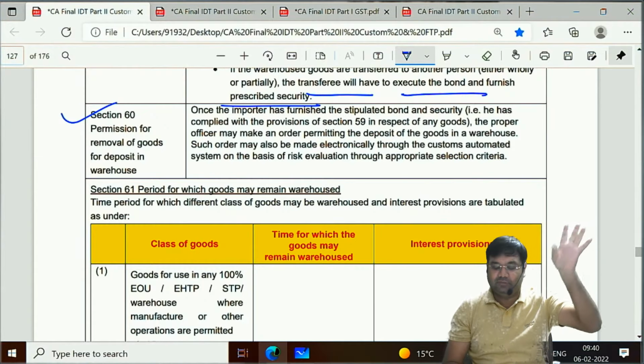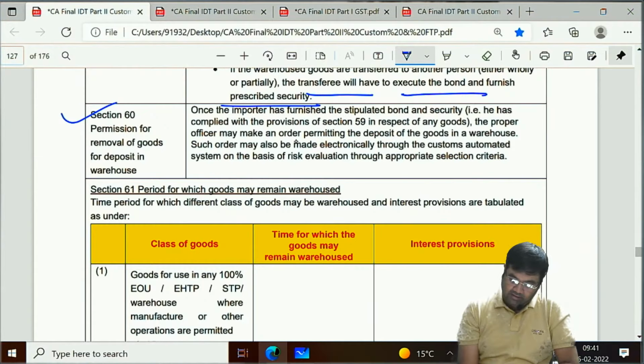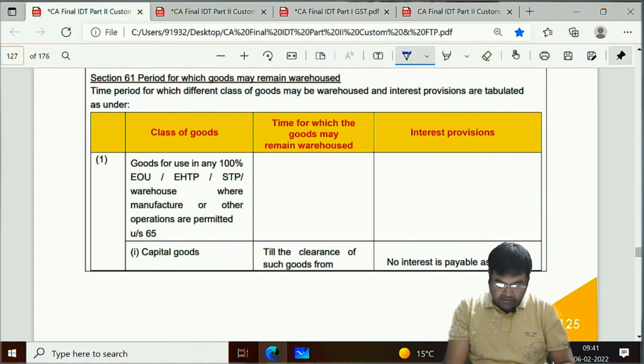Deposit in the warehouse. So under section 60, he is going to pass the order for permitting the deposit of the goods in the warehouse. Okay, this is all section 60. Any doubt till now?